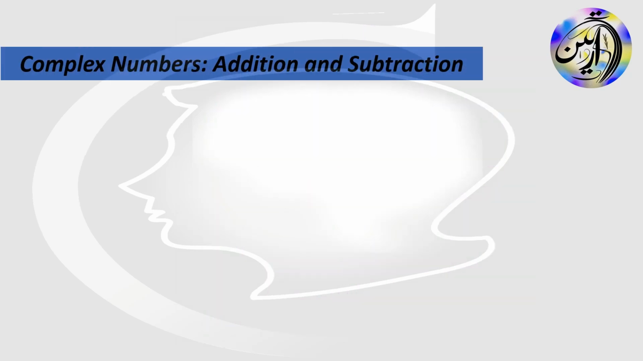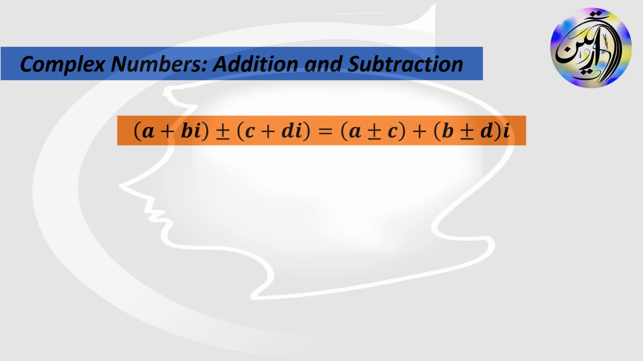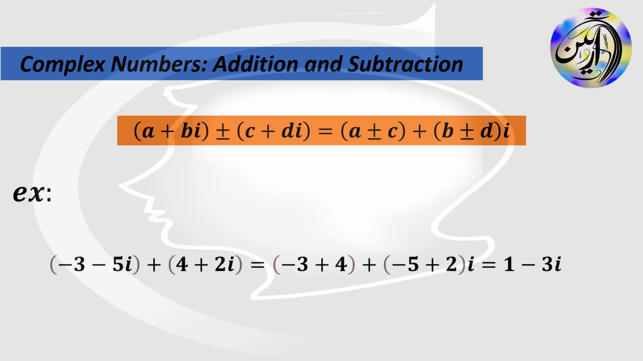Done. Adding complex numbers. Let's add -3 minus 5i plus 4 plus 2i. Combine the real numbers. -3 plus 4 equals 1. Now combine the imaginary parts. -5 plus 2 equals -3. Final answer, 1 minus 3i.